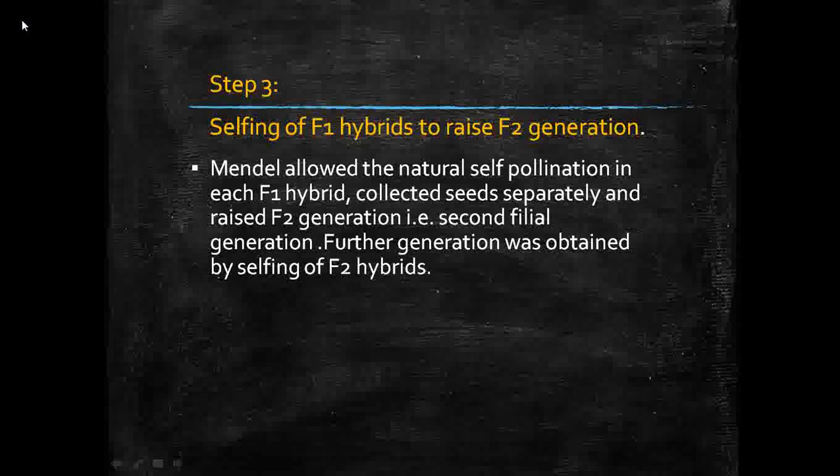So these are the 3 steps of Mendel's experiments: selection of true breeding plants, then hybridization to obtain the F1 generation, and then selfing of F1 hybrids to raise the F2 generation. He carried out the experiment with all these 3 steps, and in the next video we will talk about the monohybrid cross and also the dihybrid cross.